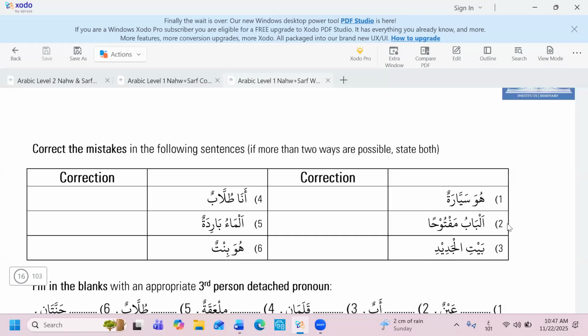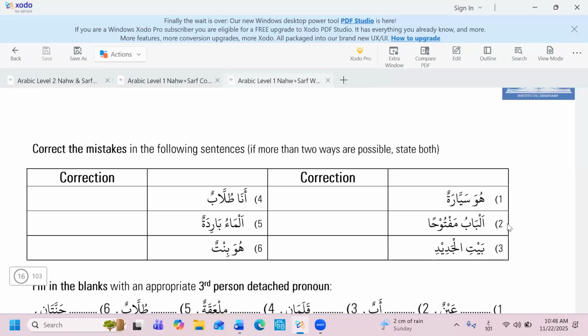So what is it not agreeing in? The gender, right? Huwa is masculine, sayyaratun is feminine. Because one is definite, the other is indefinite. Both of them are rafa, both of them are singular, but they have to also agree in the gender. So what pronoun should it be instead? Yeah, sayyaratun. It is a car.